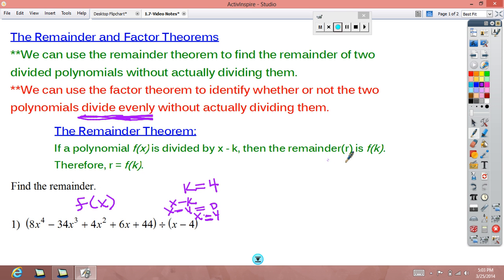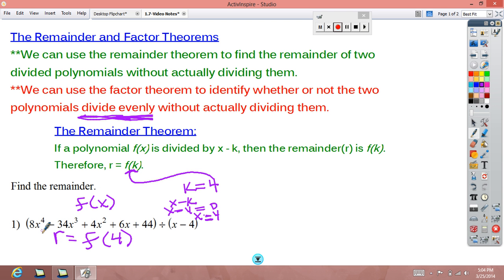The remainder you can find without dividing by doing f of k. Hopefully you remember this notation from functions. Therefore, the remainder r is equal to f of k. In this case, k is 4, so 4 is going to go in here. My remainder is equal to f of 4. When 4 is inside the parentheses, I plug it into the function. Basically, I'm going to plug in 4 for every single one of these x values, and then simplify, and whatever I get will be my remainder.